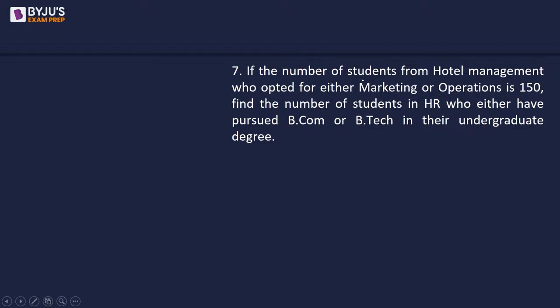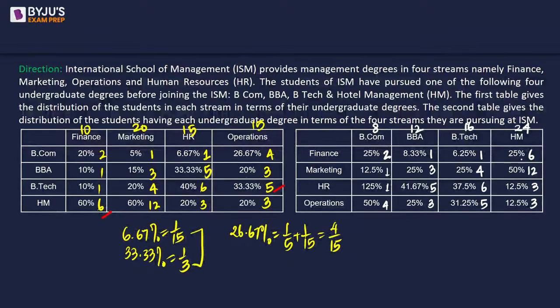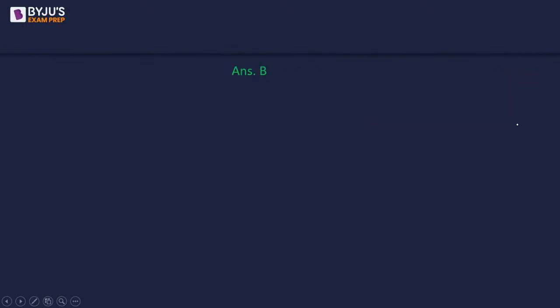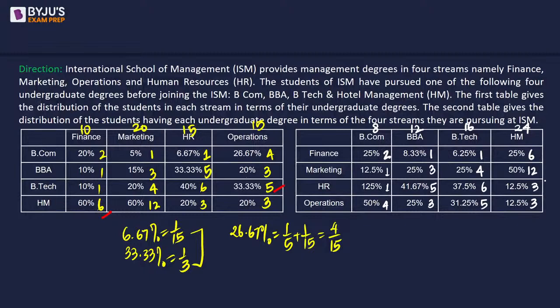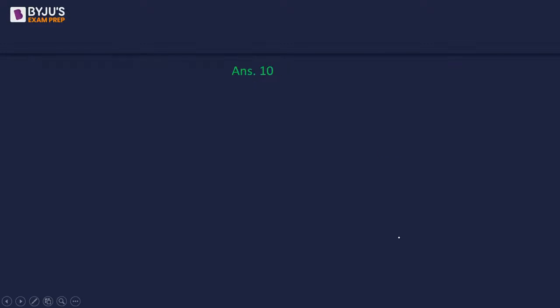Okay. Next, if the number of students from hotel management who opted for either marketing or operations is 150. So number of students from hotel management who opted for marketing or operations. So they are saying that these two is 150. So right now we see 15, but they are saying 150. So we are saying it should be 10 times. If this is 10 times, that means everything is 10 times, right?